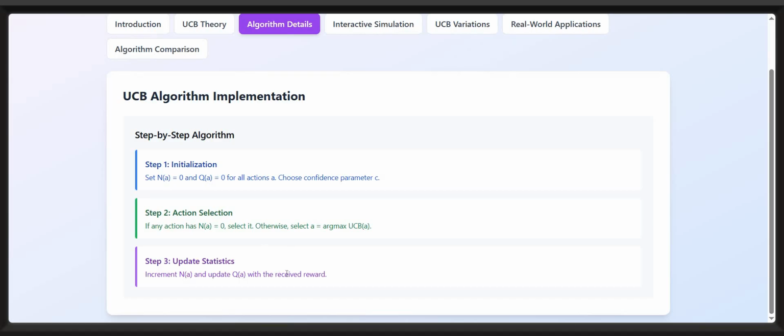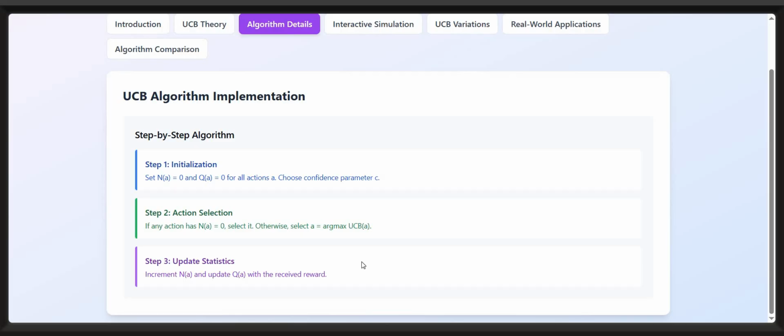Okay, then in each round we choose an action. At first, if any arm has not been tried yet, that is, if NA is 0, we pull that arm. No fancy calculation, just make sure each arm gets tried at least once. Okay, after that, once all arms have some data, we calculate UCB for each one and pick the one with the highest value.